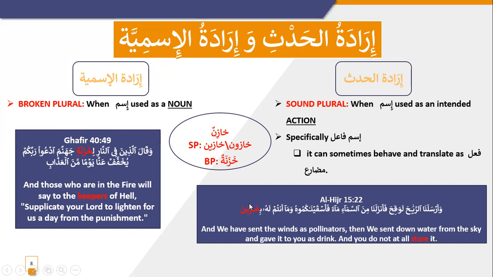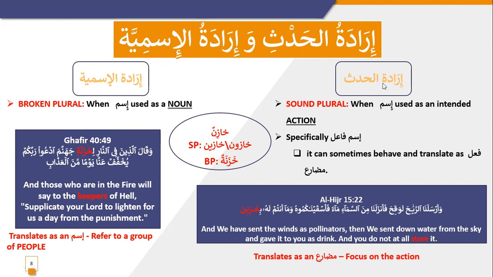Over here, if you see sound plural, khazinina, that is why you see a sound plural, which is translated as ism mudare. So that is the significance of this: it translates as an ism referring to a group of people, which is a noun. And this translates as a mudare, and it focuses on the action.